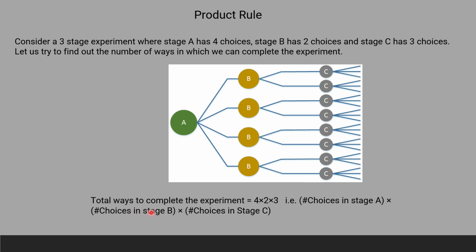Here the total number of ways to complete the experiment is 4, because A has 4 choices, times B has 2 choices, and C has 3 choices. So 4 times 2 times 3 is 24. Those are the total number of ways to complete the experiment. That is nothing but the product rule.